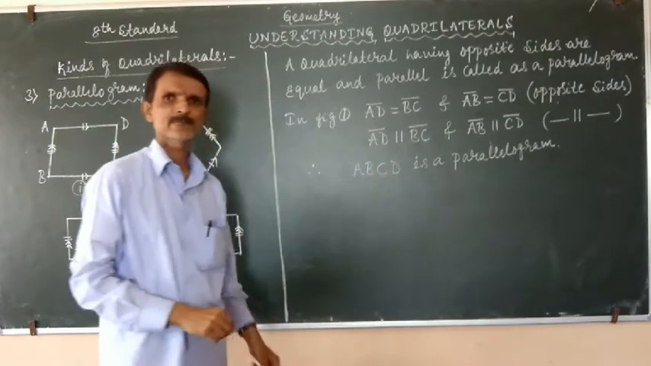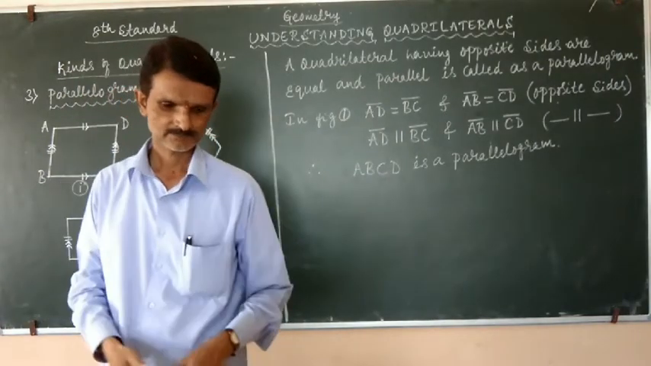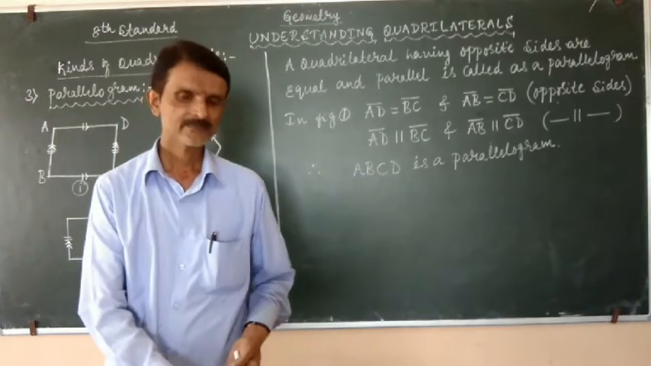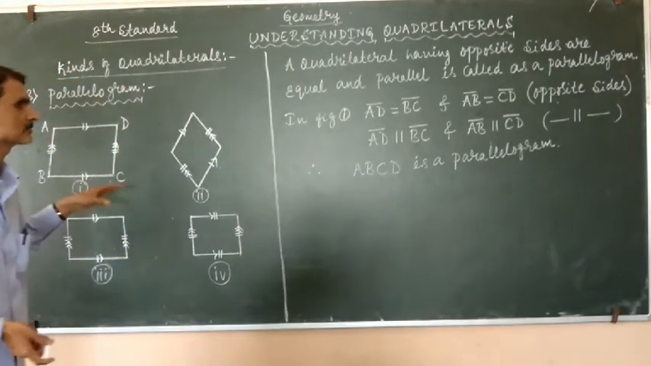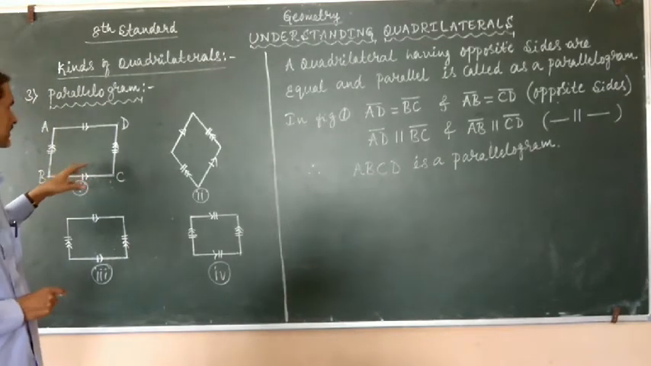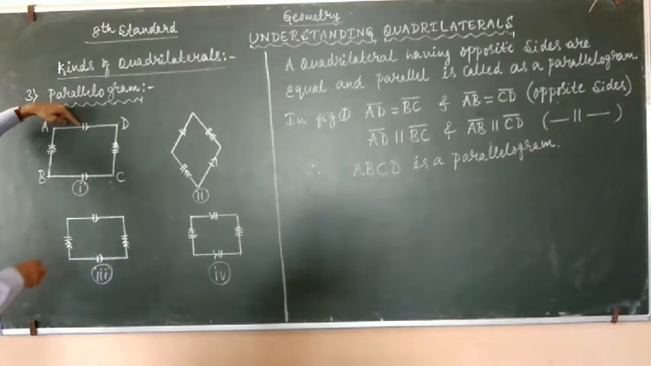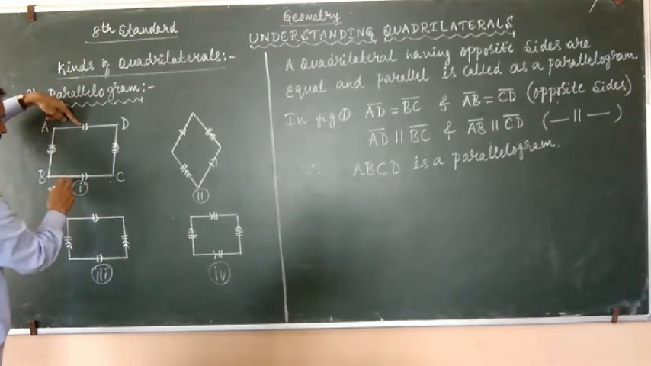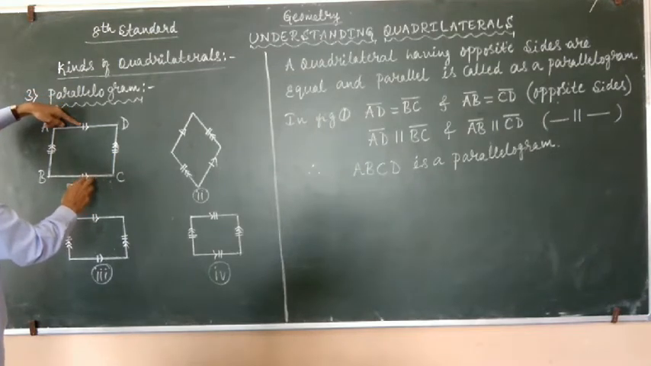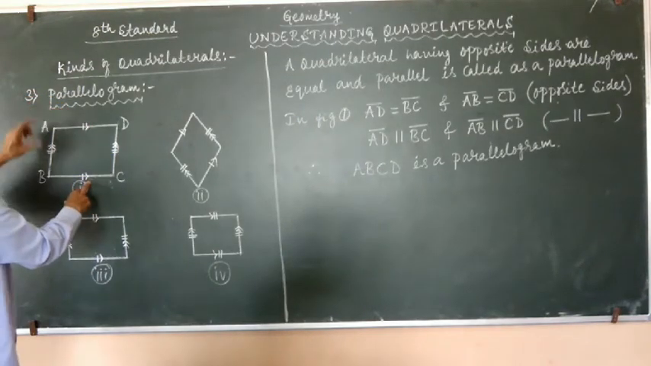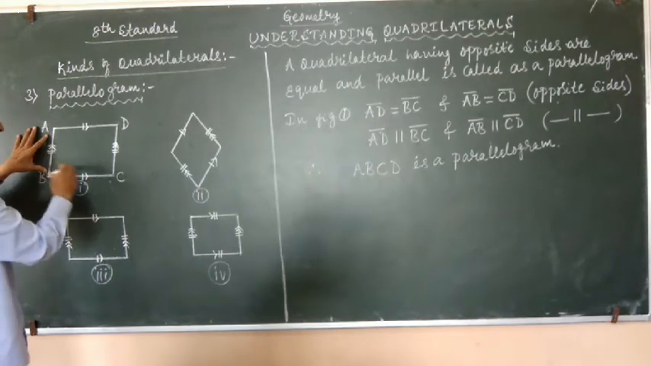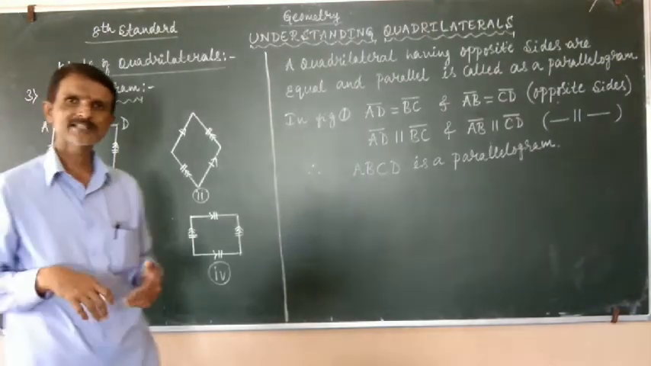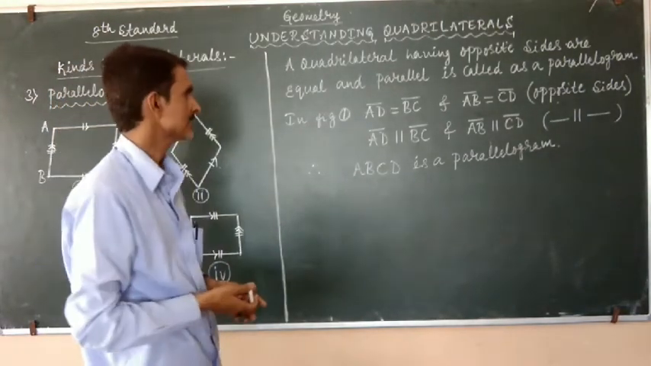ABCD is a parallelogram. So now, students, you have to be perfect in a parallelogram. That means the opposite sides, here AD and BC are the opposite sides. So they are equal and parallel. Similarly, the sides AB and CD are equal and parallel.